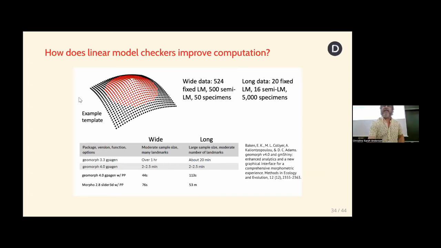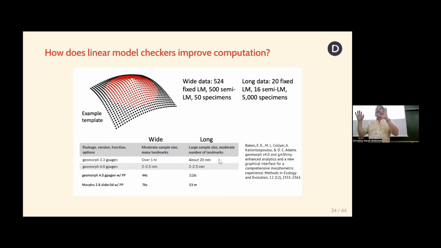Now, I simulated data that was wide. By wide, I mean lots of variables in my data matrix: 524 fixed landmarks, 500 semi-landmarks, and did this for 50 specimens. I think we can all agree that's a very large data set. I also did long data, which uses only 20 fixed landmarks and only 16 semi-landmarks, but for 5,000 specimens. Another big data set, but they're big in different ways. If you used geomorph last year, it would take over an hour to do the wide. It would take about 20 minutes to do the long computation. With linear model checkers, I got both of those down to 2 to 2.5 minutes. That's how profound that difference is.